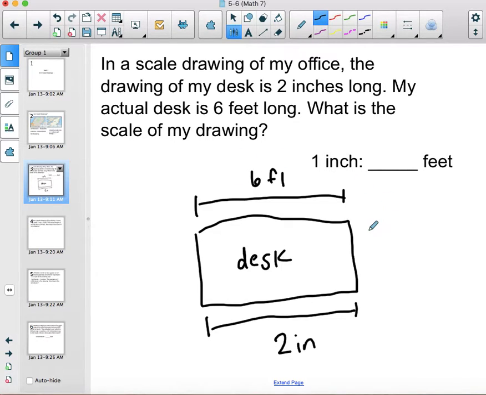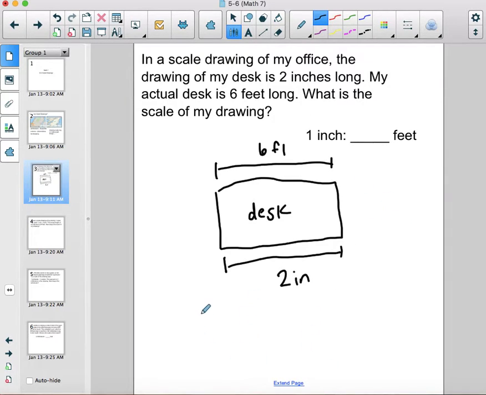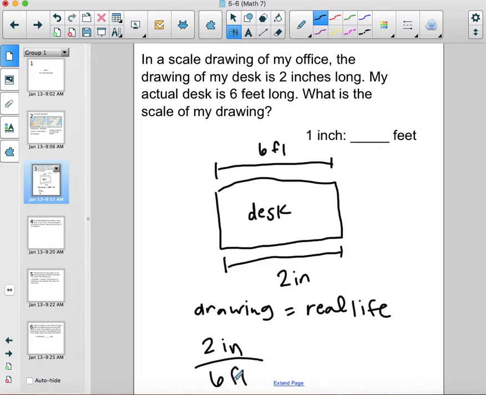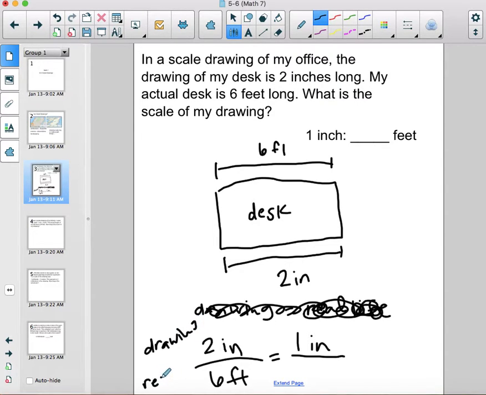So we're going to make a proportion for this. So we're going to have the drawing on one side, and that's going to equal the real life proportion. So in my drawing, 2 inches represents 6 feet. Okay? We want to know what 1 inch represents. And I just lied, we're not doing the drawing to real life. Drawing to real life goes this way. So my drawing's on top, my real life is on the bottom.